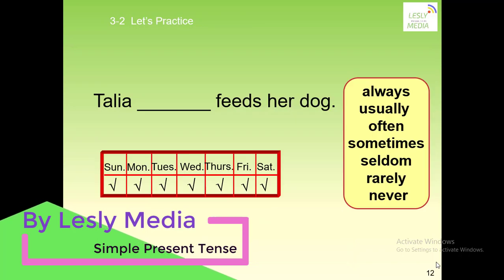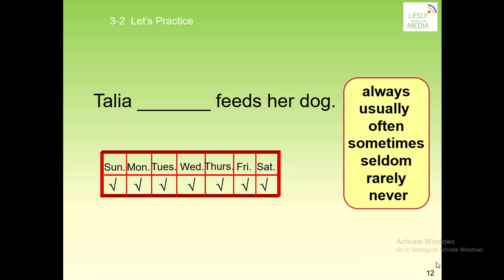Okay, let us practice. Okay, Talia blah blah blah feeds her dog. You can choose the answer from the box beside it. Okay, what is the answer? Yeah, that's correct. Always, because if you pay attention to the checklist here, from Sunday to Saturday, there is a checklist there.